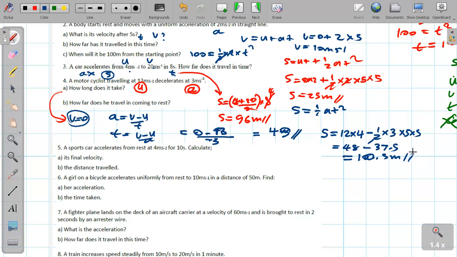Oh, sorry, it is 4 seconds. No, it is my bad. It is not 10, it is not 5, it is 4 seconds. Wait. Half times 3 times 4 times 4. That is 6 times 4, 24. 48 minus 24, the answer will be 24 meters. Did you get this answer?